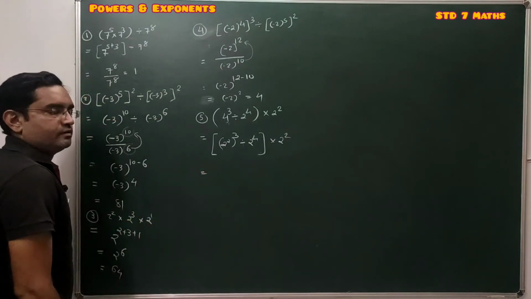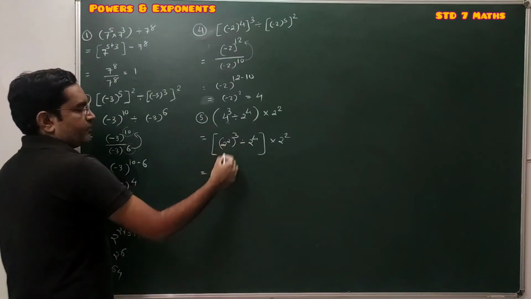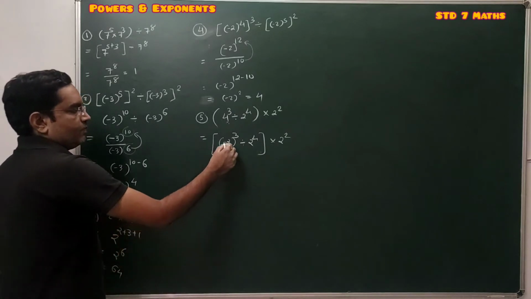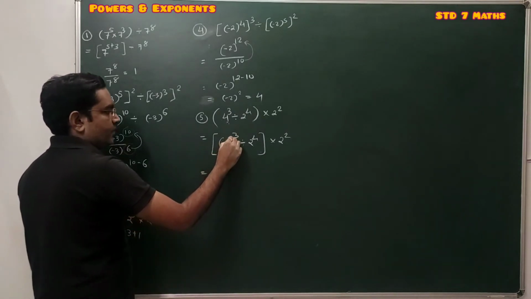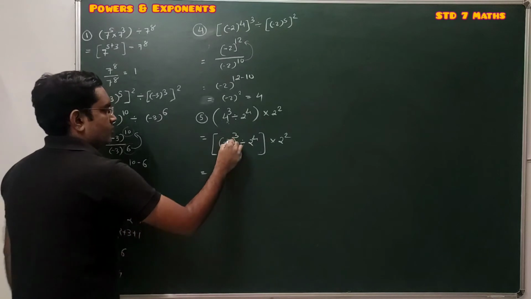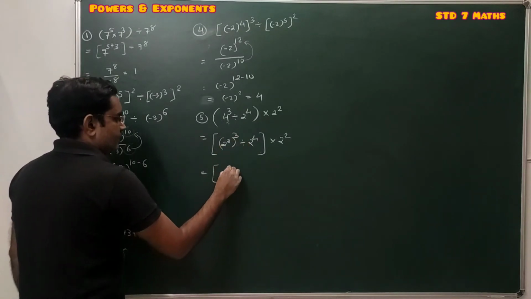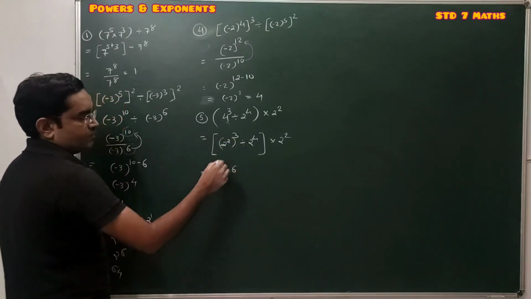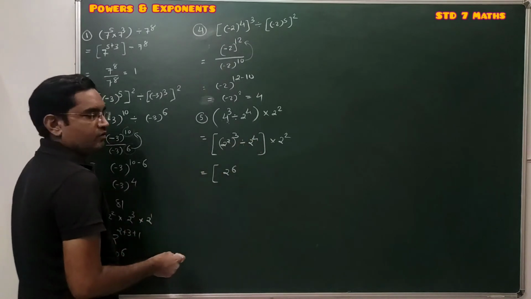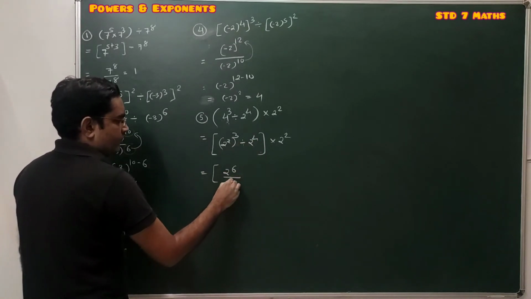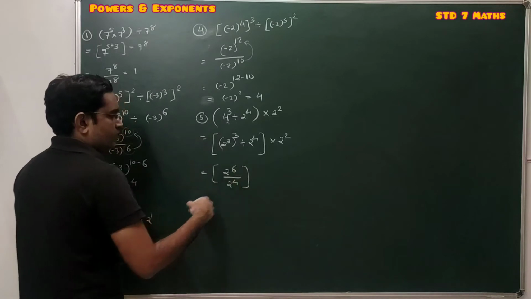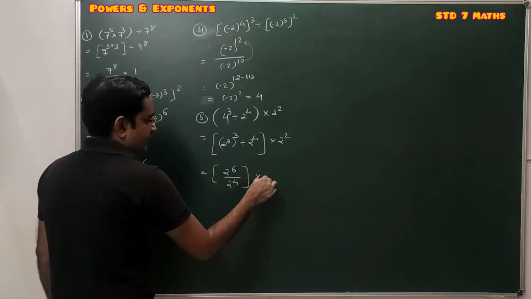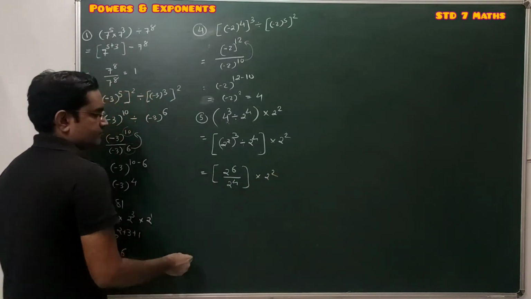Done. Now here it's a power of power. We can perform the multiplication of these 2 powers. So 2 3s are 6. So 2 raised to 6 divided by 2 raised to 4 multiplied by 2 square.